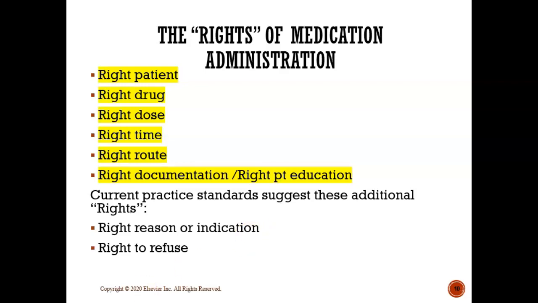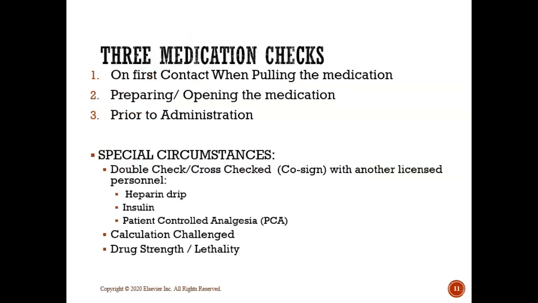There are so many things that we're checking. So in addition to your 6 rights of medication administration, there are going to be 3 medication checks that we expect you to know. Again, something that you will have to remember throughout. 3 medication checks. So these are the minimum. It doesn't mean you can't check it more than that. So this is at least, right? You need to check it 3 times before you actually give that medication to your patient.